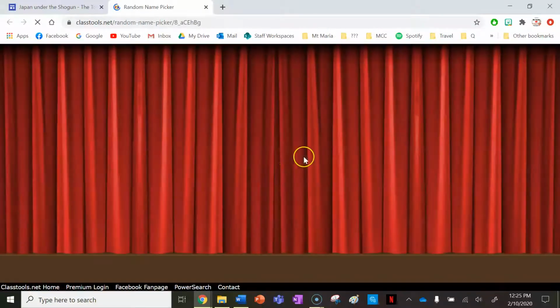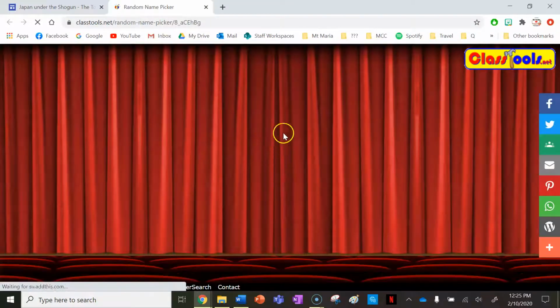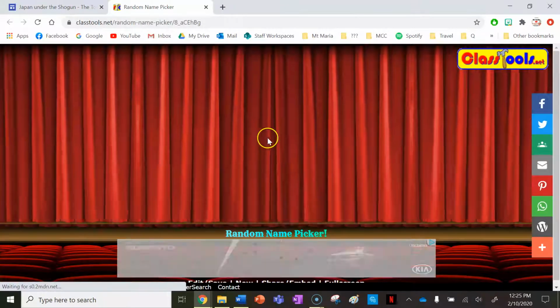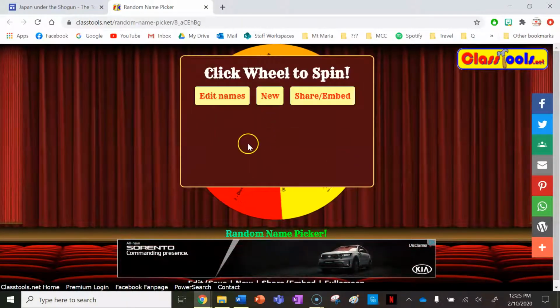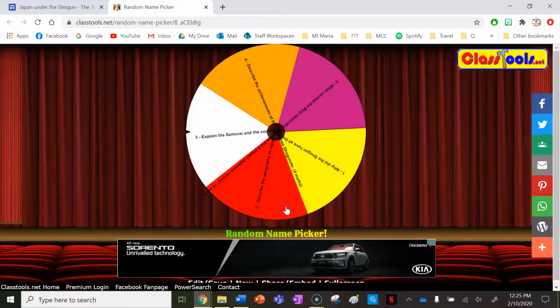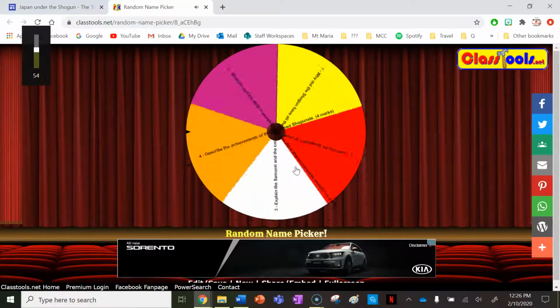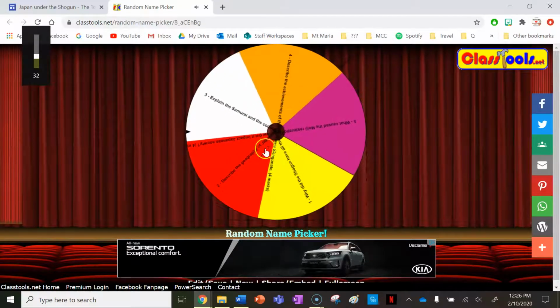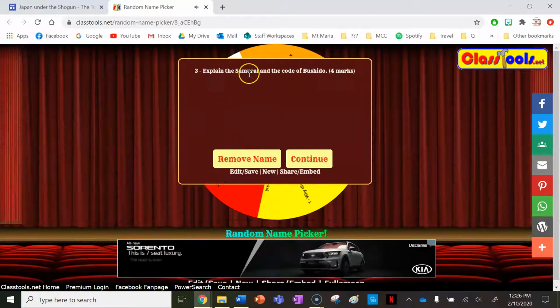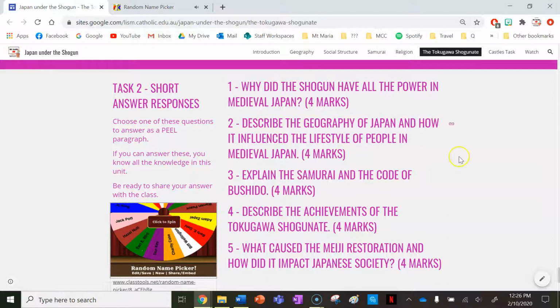If you're struggling to pick a question, you can click on this wheel here, and it will spin and pick your question for you. And again, if you're a teacher and you're wanting to share your class's answers, you can use this wheel as well. So if you're really struggling to pick a question, you can use the wheel. For instance, explain the samurai and the code of Bushido for 4 marks. So it's a fun little way to choose a question.